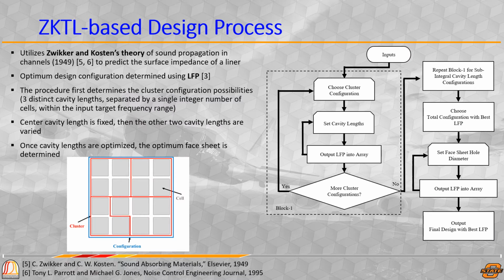The low-frequency performance metric was used in conjunction with the Zwikker and Kosten theory of sound propagation in channels, also known as ZKTL, to predict the impedance of a liner. Optimum design configurations were then determined using the LFP. To do this, a cluster of possible configurations with different cavity lengths were chosen that were within the input target frequency range. These lengths are then optimized based on the LFP. Each resonator has a different depth in the cluster. Once the cavity lengths are optimized, the face sheet is then optimized for best performance.